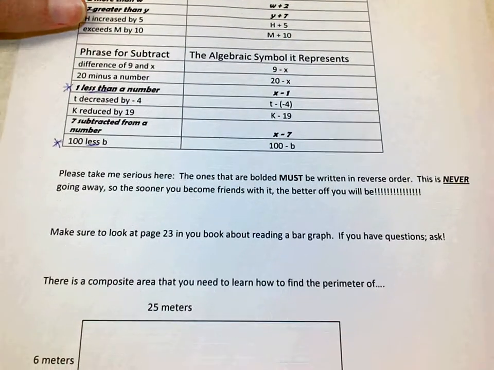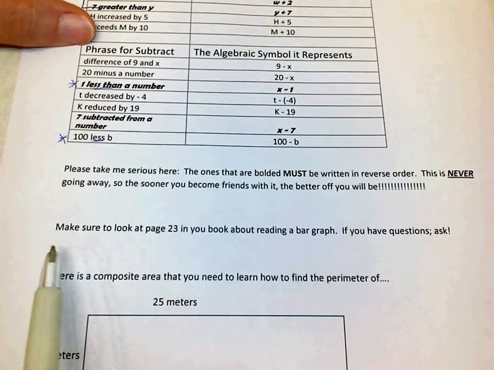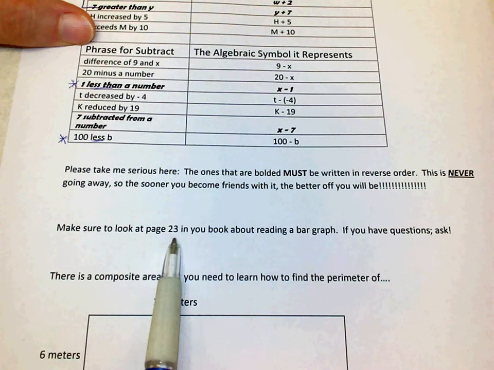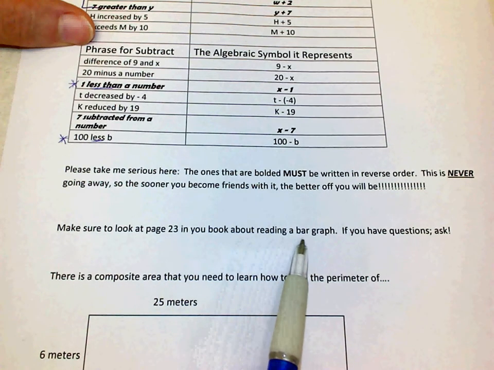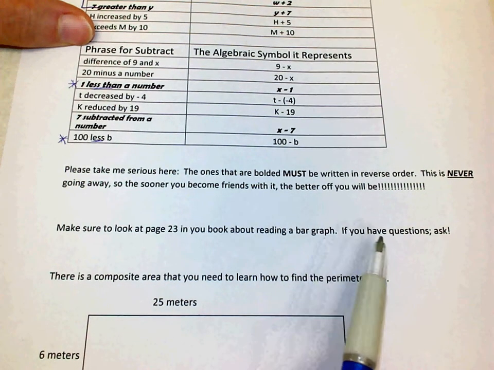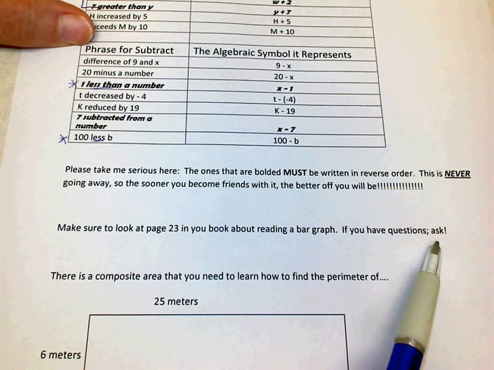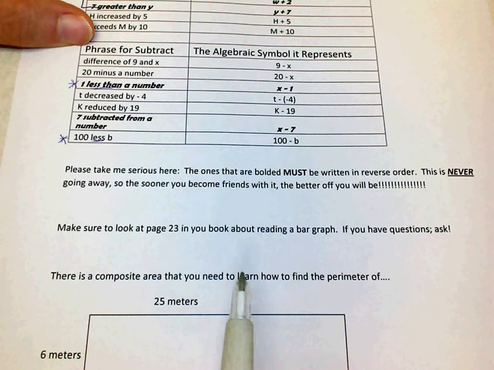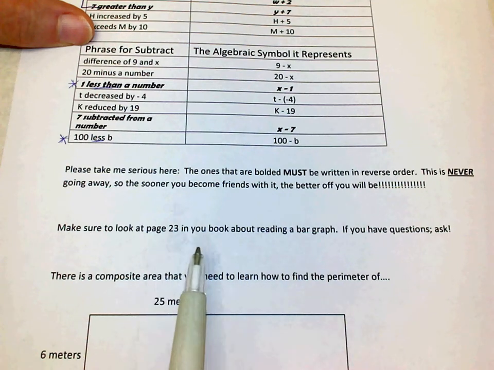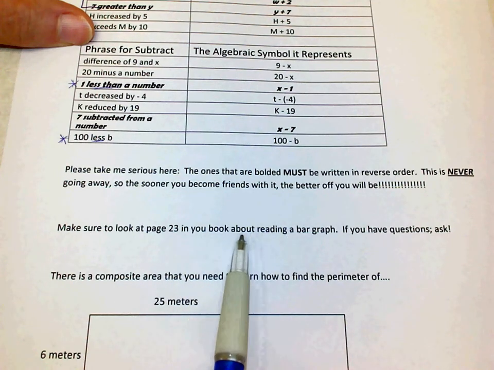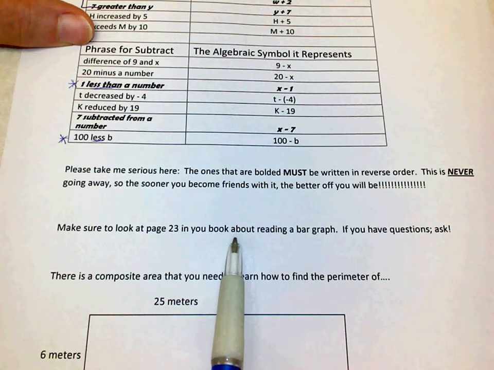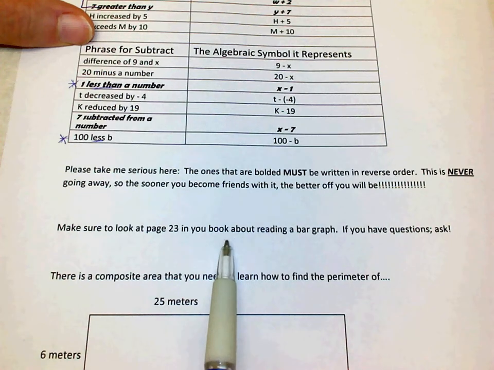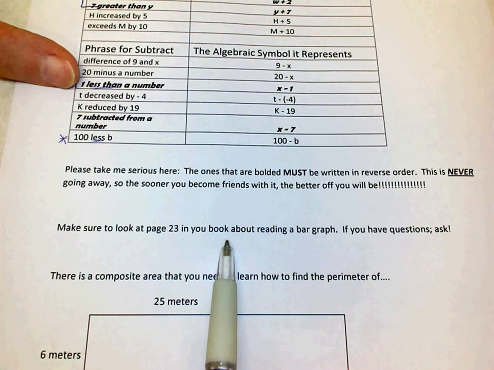Now I'm going to give you some homework on your own. Make sure to look at page 23 in your book about reading a bar graph. If you have questions, bring it to class, because we will definitely be glad to answer your questions. Now, if you don't have a physical book, there's an e-book, and you can look in chapter 1 in the e-book in the program.